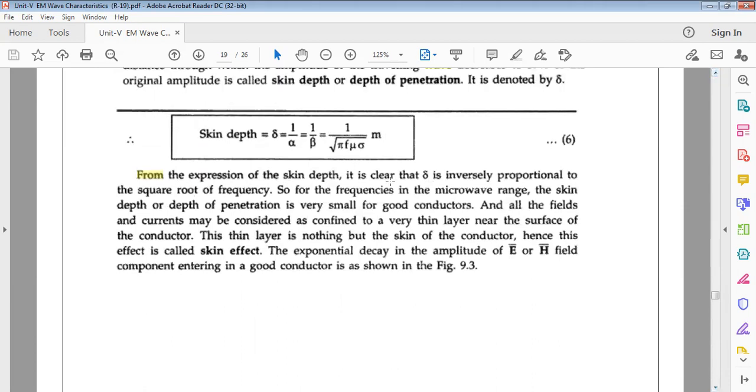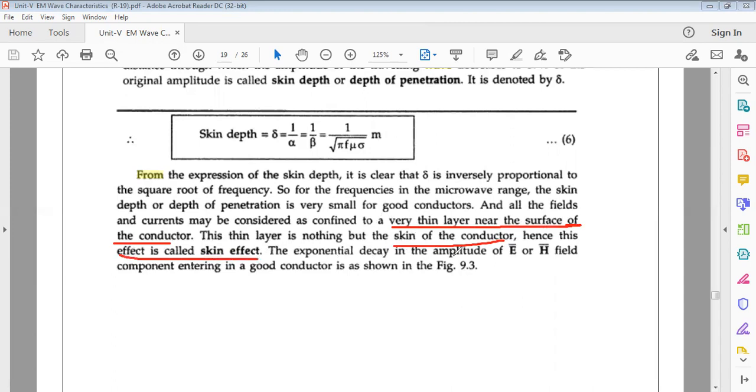From the expression of the skin depth, it is clear that delta is inversely proportional to the square root of the frequency, under root of f. Mu is constant, conductivity is also constant. So for frequencies in the microwave range, the skin depth or depth of penetration is very small for good conductors. All the fields and currents may be considered as confined to a very thin layer near the surface of the conductor. This thin layer is nothing but a skin of the conductor, hence this effect is called skin effect.